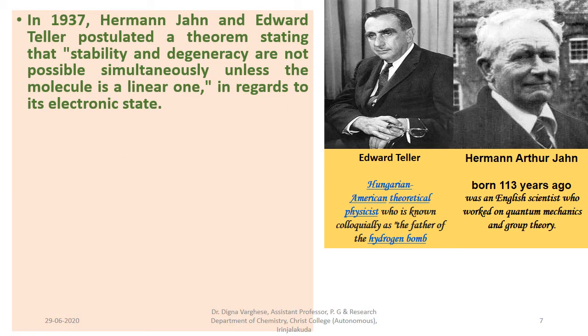In 1937, Hermann Jahn and Edward Teller postulated a theorem stating that stability and degeneracy are not possible simultaneously unless the molecule is a linear one, in regards to its electronic state. Hermann Arthur Jahn was an English scientist who worked on quantum mechanics and group theory, and Edward Teller is a Hungarian-American theoretical physicist who is known as the father of the hydrogen bomb.